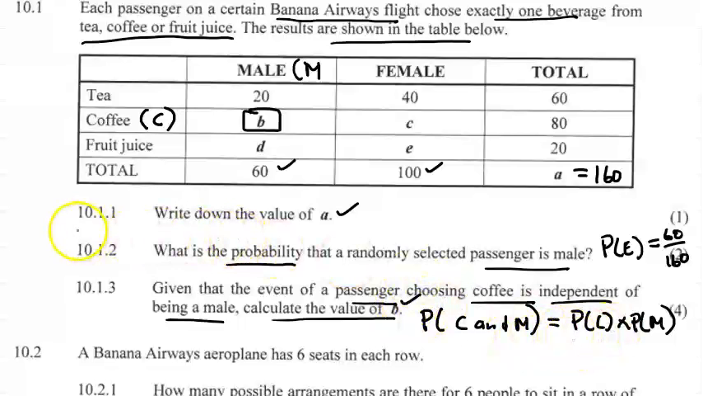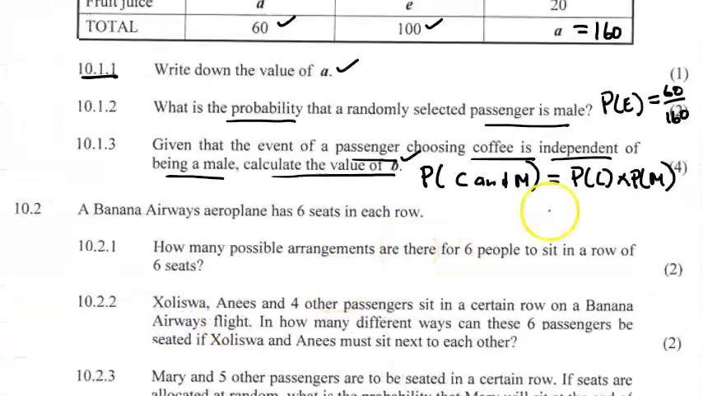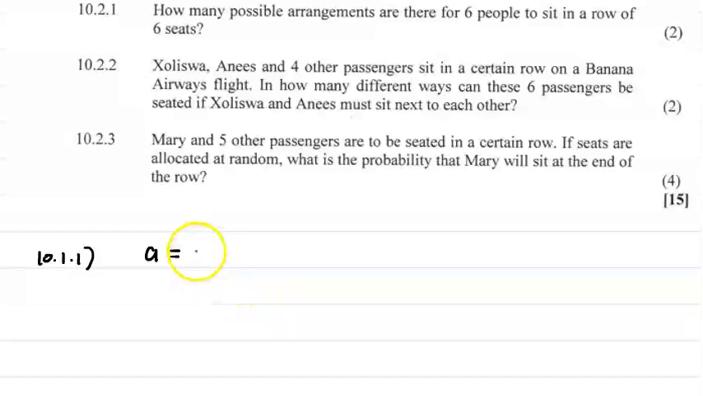Let's go write our answers down. 10.1.1, the value of A was 160. So let's write that down. 10.1.1, A equals 160.